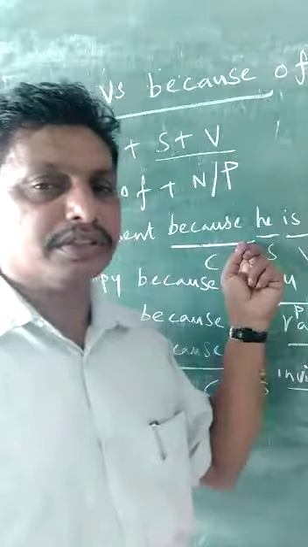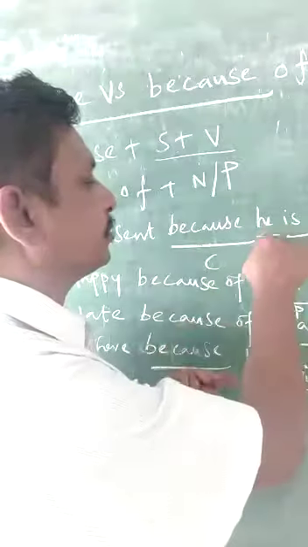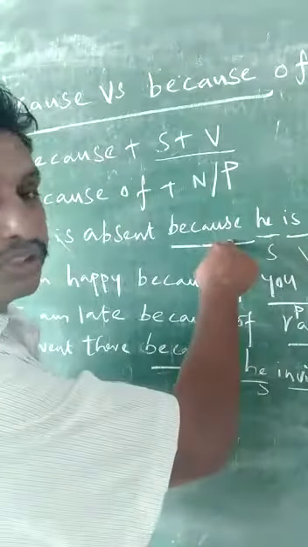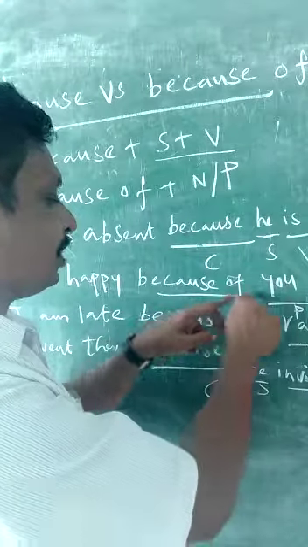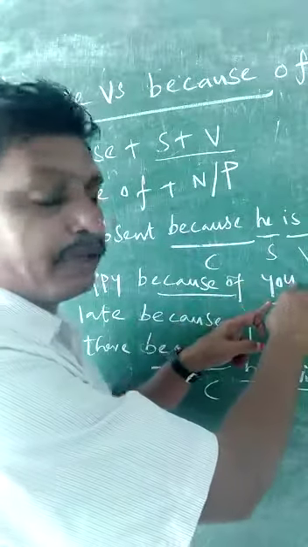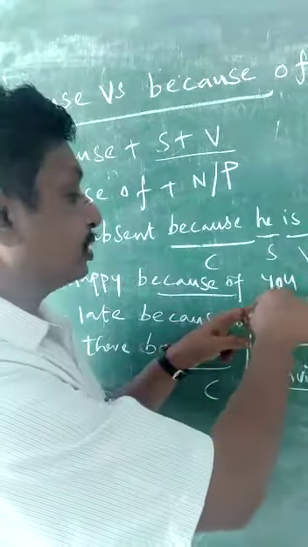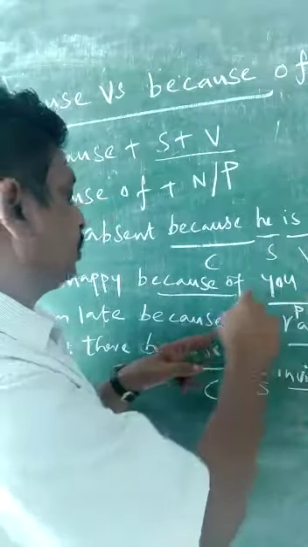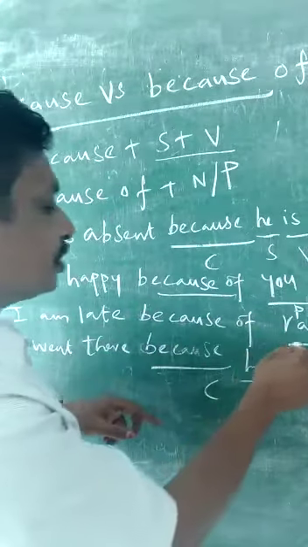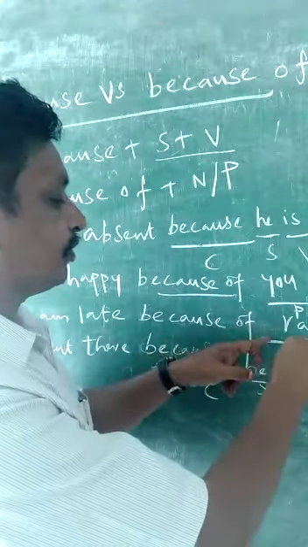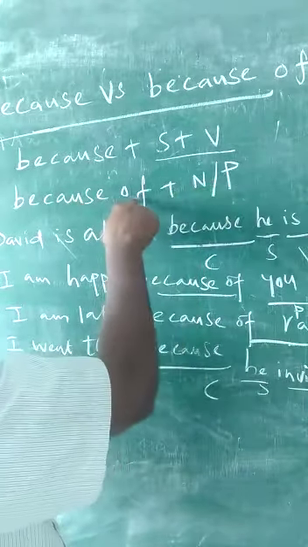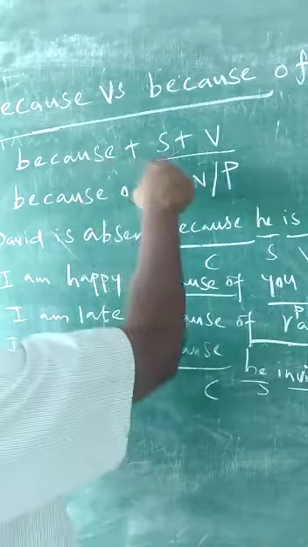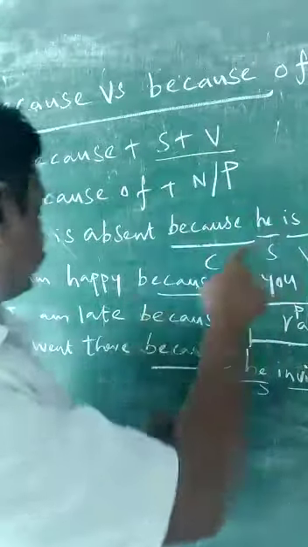You see here, because is a conjunction because it is followed by subject and verb. I am happy because of you here. Because of is followed by pronoun, especially object pronoun. And, I am late because of rain. So because of is followed by noun. So the structure tells us because of is followed by noun or pronoun, because is followed by subject plus verb.